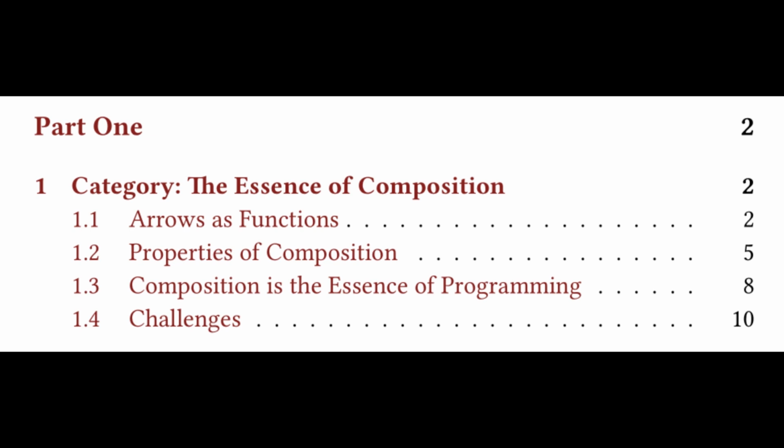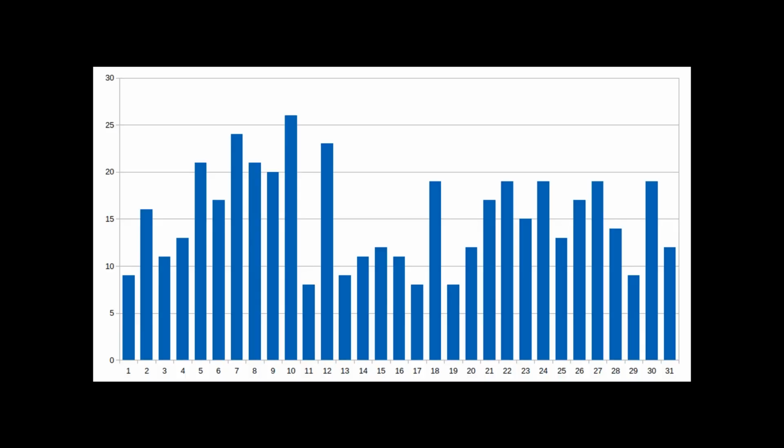The title of the chapter is Category, the Essence of Composition, and the first 3 subsections are Arrows as Functions, Properties of Composition, and Composition is the Essence of Programming. The last subsection for all of the chapters will just be the challenges, of which we will always cover a couple. So, as I mentioned, this is a 9-page chapter.